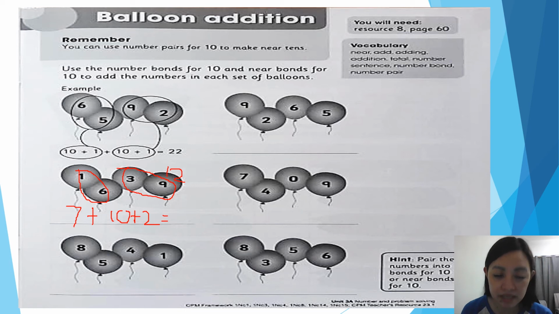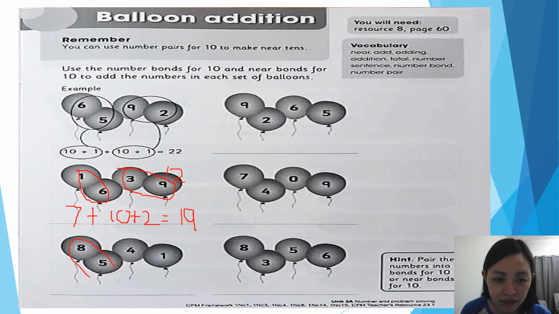7 plus 10 is 17. 17 plus 2, 17, 18, 19. So what's the answer? Okay, the correct answer is 19. Did you get the correct answer for this one? Okay, how about this one?